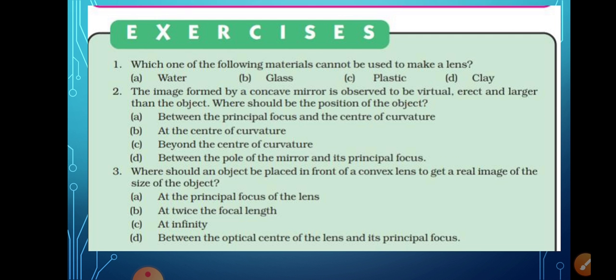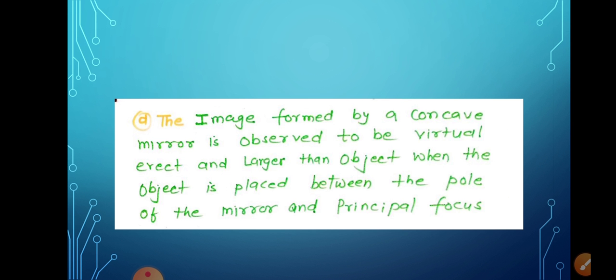Then this second question: the image formed by a concave mirror is observed to be virtual, erect and larger than the object. Where should be the position of the object? If it is a virtual image, there is only one case in which the image is virtual, and that is between the pole and focus. So here the answer will be D. The image is virtual, erect and larger when the object is placed between the pole and the principal focus.